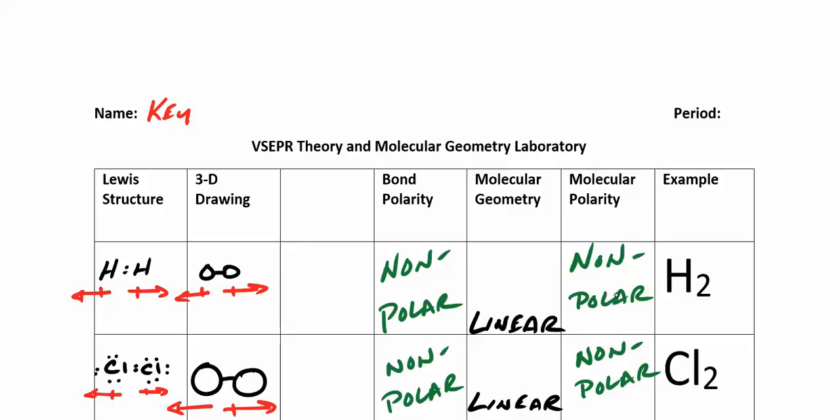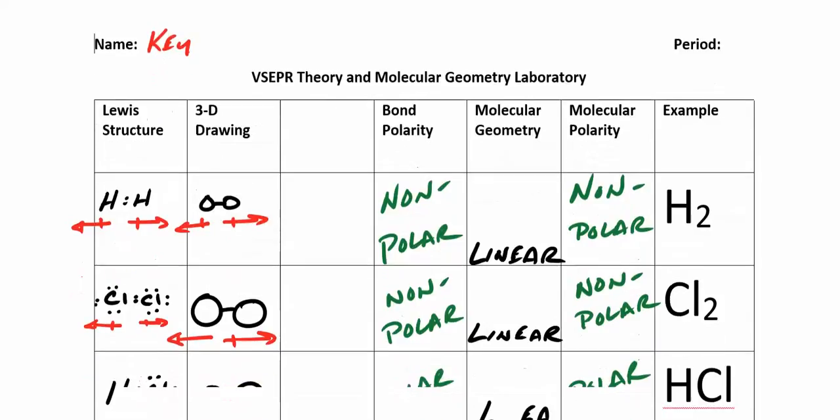Now let's talk a little bit about the molecular geometry. Well, it's pretty clear that the two atoms are connected by a line in this case. We can think of the bond between the two atoms as a line, and the shortest distance between two points is a straight line. So we call this linear. So the first structure, H2, we would call linear. That's the molecular geometry of this shape.